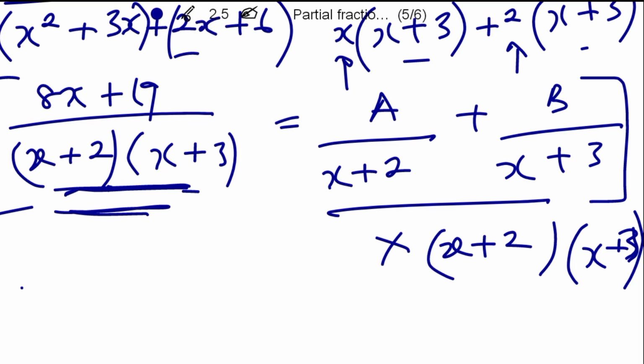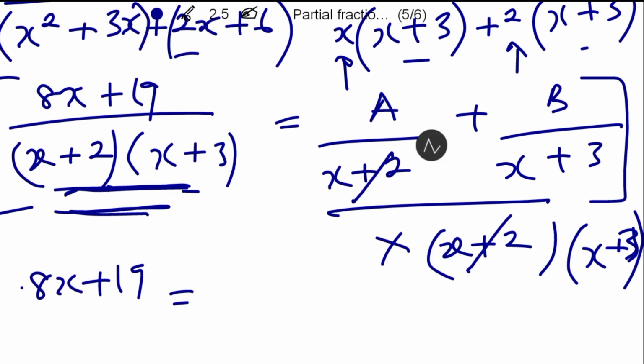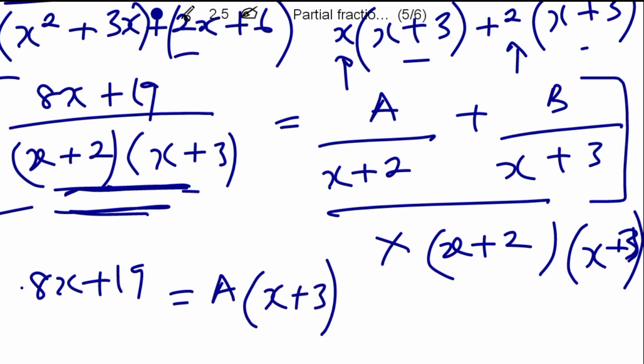So we can now say that 8x plus 19, because we've already cancelled, equals: for the first term, if we multiply at the top, we are left with A, open bracket, x plus 3. Likewise, we have plus B. This goes with this, and we are left with B, open bracket, x plus 2.